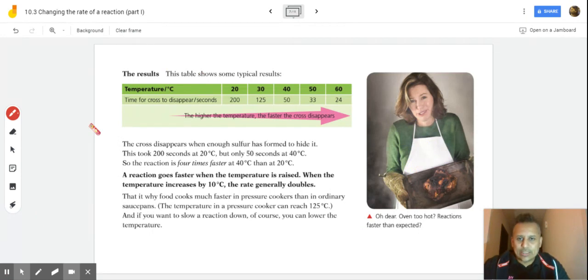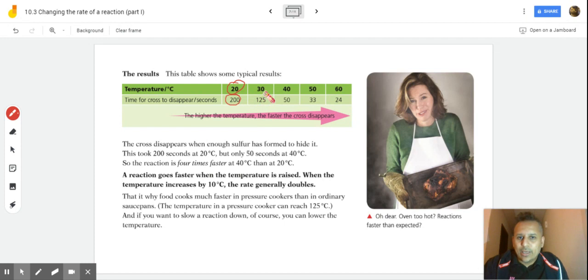And here is a typical table, and this is a table that's in your book as well. You can see the temperatures that were chosen were 20, 30, 40, 50, and 60. It's a typical table, and you'll need to be able to interpret this. You can see that the time for the cross to disappear, in seconds, at the 20 mark was roughly around 200 seconds.